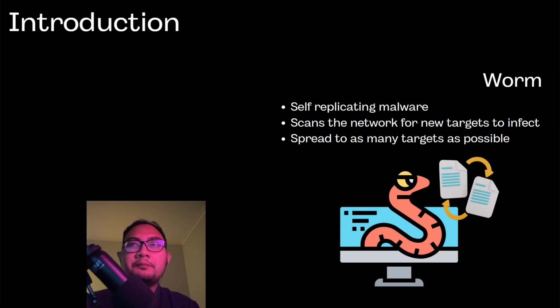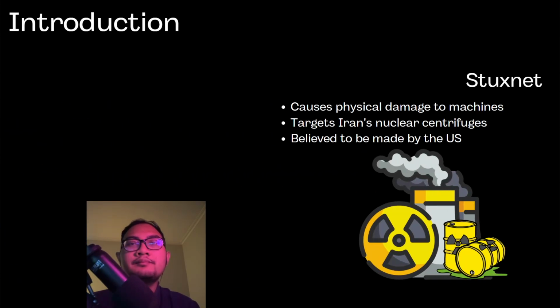Stuxnet is a type of worm, which is a self-replicating malware that is aimed to spread to as many targets as possible by scanning the network for new targets. Stuxnet is special due to its ability to cause physical damage to machines, something that worms were not meant to do at the time. Experts believe it was made by the US due to the complexity and precision that would require nation-level resources. It targeted Iran's nuclear centrifuges and set back their development by several years.